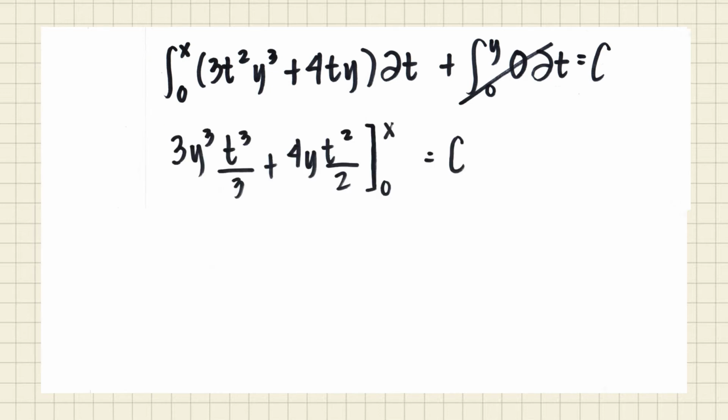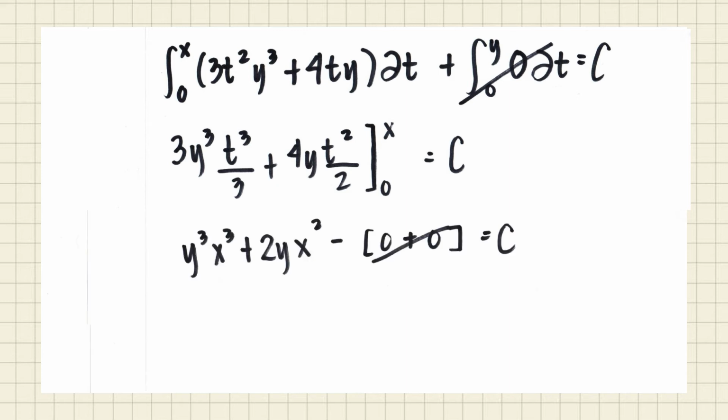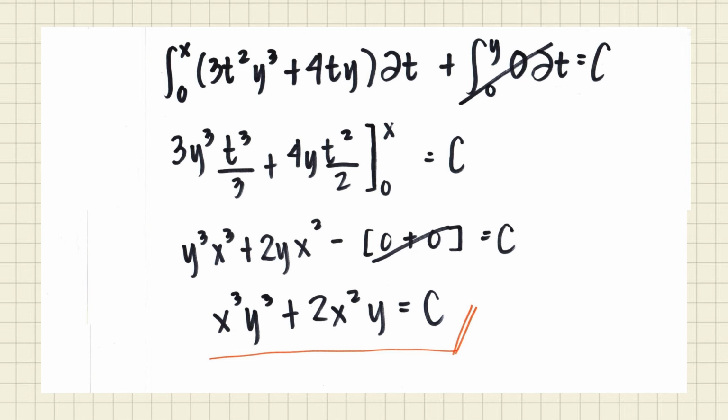Atin nang i-integrate, ito ay magiging 3y cubed, integral ng t squared ay t cubed over 3, plus 4y, integral ng t ay t squared over 2, from 0 to x equals C. I-substitute na natin si x at 0. Magiging y cubed x cubed plus 2yx squared minus 0 plus 0 equals C. Therefore, ang sagot natin ay x cubed y cubed plus 2x squared y equals C.